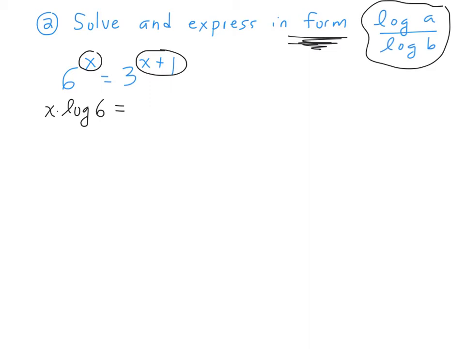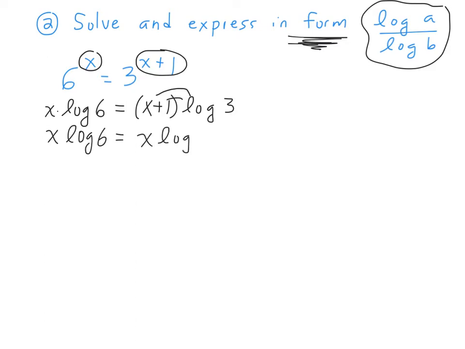So we have x log of 6 equals, now I'm going to put that x plus 1 in parentheses as I drop it down and put it in front of the log of 3. If you don't put it in parentheses, it's only going to look like you're multiplying the 1 by the log of 3 and then just adding on x. Alright, so the whole thing there is multiplication. So what that means is we can distribute this log of 3 to each part. So we would have x times the log of 3 plus 1 times the log of 3.